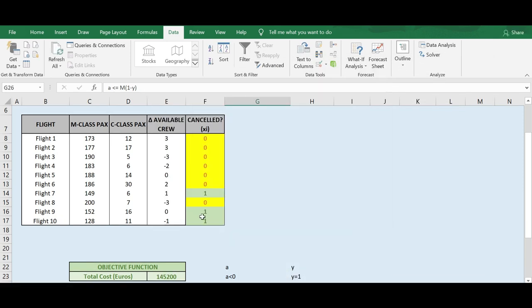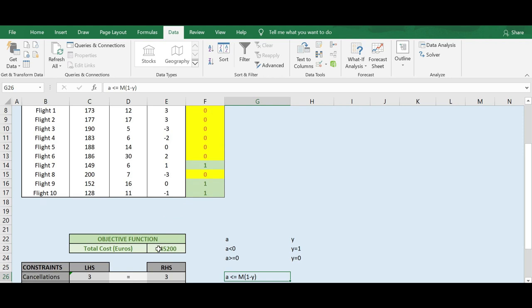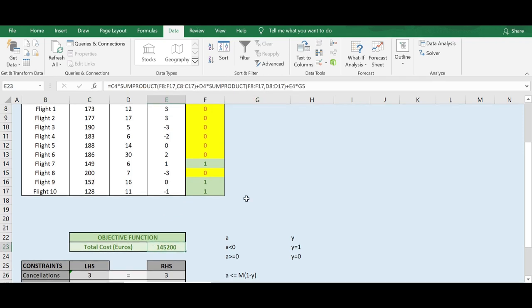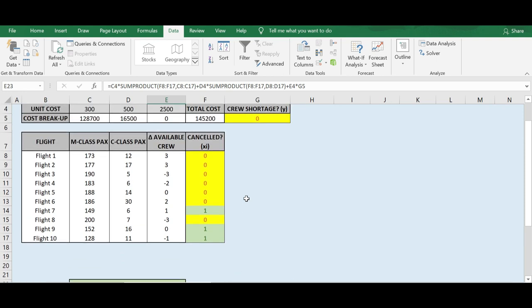Found a solution for us, and the solution is this: 145,200 euros. But we still got to know which flights to cancel. So I have conditionally formatted the cells to indicate which ones are cancelled. So flight 7, flight 9 and flight 10 are the ones to be cancelled.